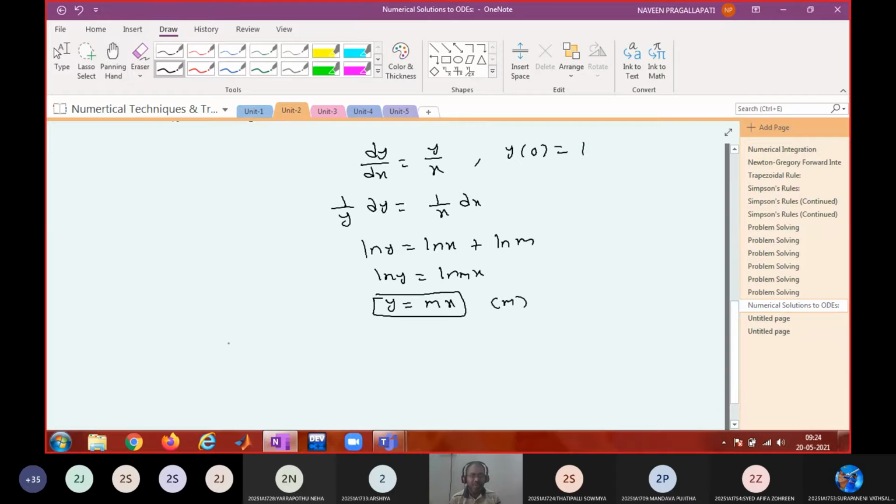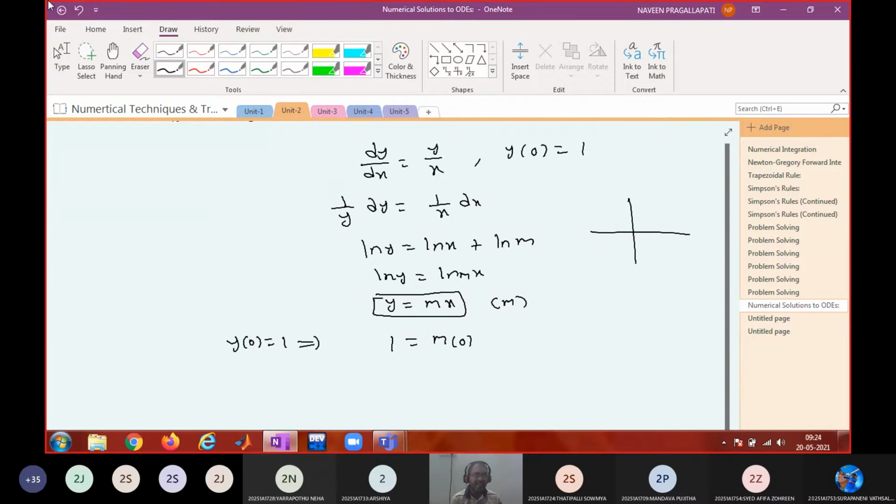So y of 0 equal to 1 means what? When x equal to 0, y value is 1. So put y equal to 1, m into 0. I think you don't get a solution for this. So there is no solution satisfying this condition.